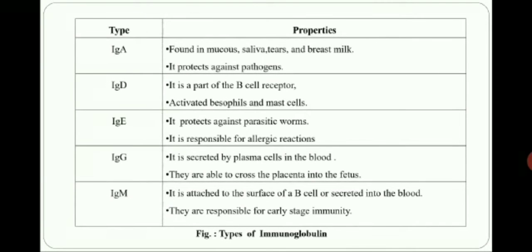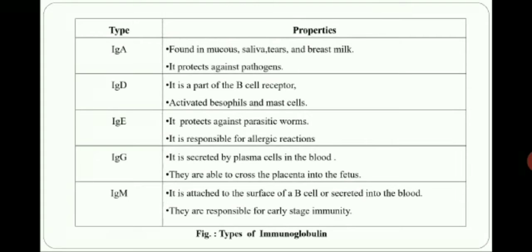So let's discuss the types of immunoglobulin molecules along with their functions. The IgA class of antibody is mainly found in mucus, saliva, tears and breast milk. Their main function is to protect us against pathogens. The IgD class of antibodies serves as a part of the B cell receptor, and their main function is in the activation of basophils and mast cells. The IgE class of antibodies protects us against parasitic worms and is responsible for the development of allergic reactions.